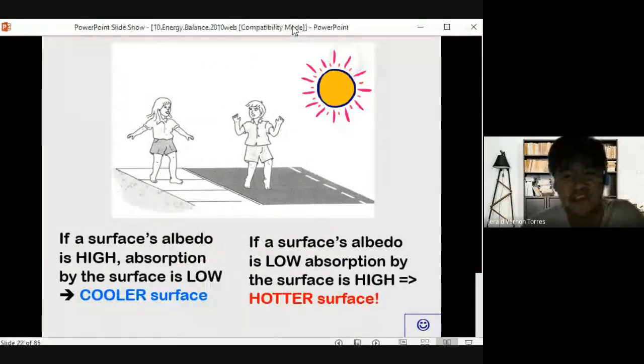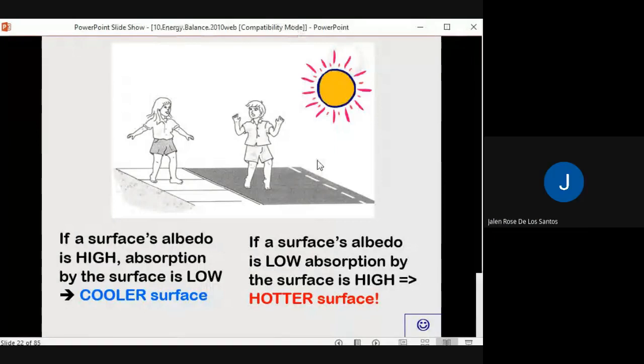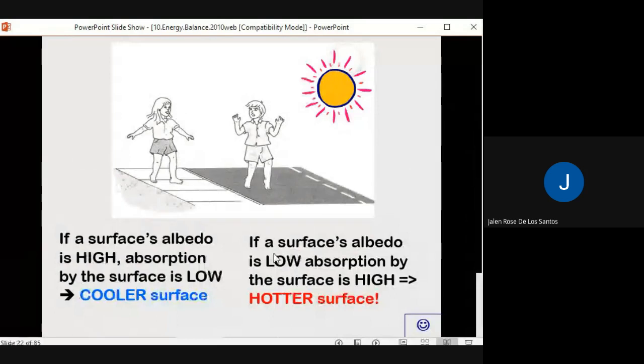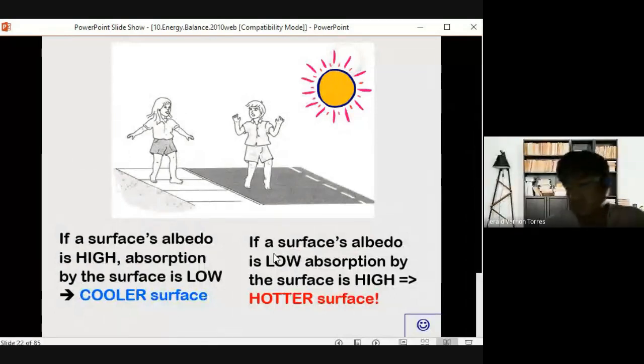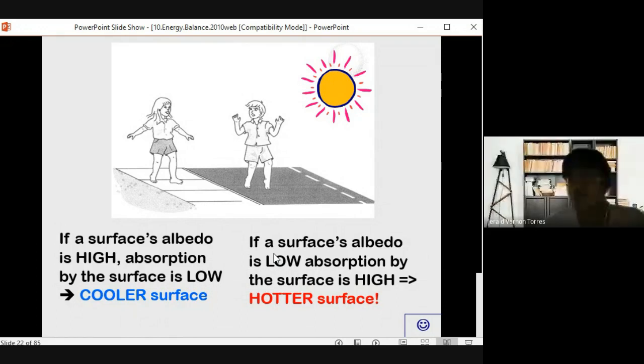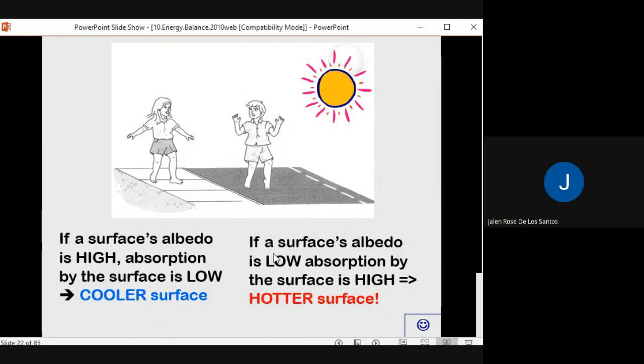Sige nga, let's try. Jalen. Okay, may puting concrete at black concrete. Sino mas mataas ang albedo, yung puti o yung black? Yung black po. Albedo, ha? Ano ba yung albedo? Jalen, ano yung albedo na yan? Nagba-bounce back po, sir. Yung light. So, saan magba-bounce back yung light, sa puting concrete or sa itim na concrete? Yung sa white concrete po, sir.